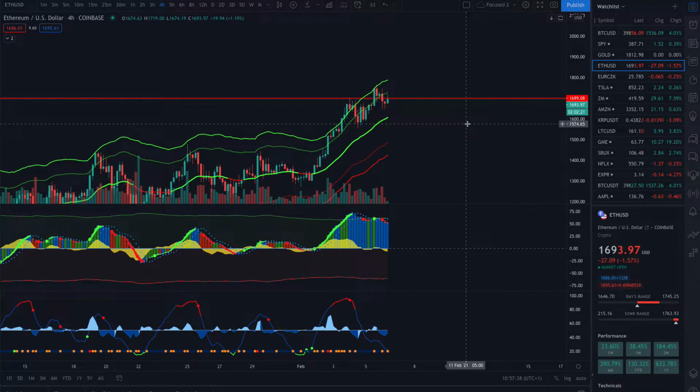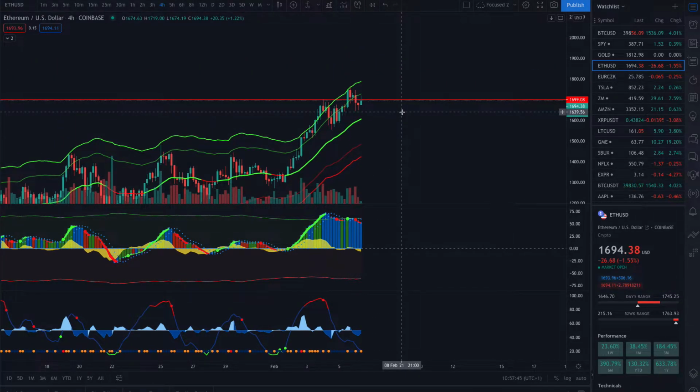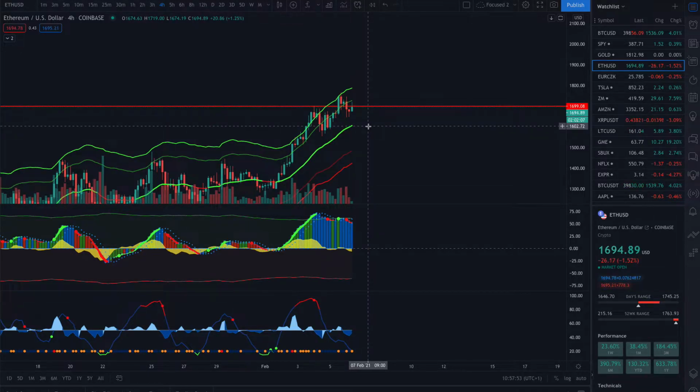And guys, don't be scared to long these dips. Okay, this is your opportunity to enter the market if you are sitting on the sidelines. You wait for confirmation. If you are using my indicator, you guys already know what kind of indications you should be looking at.